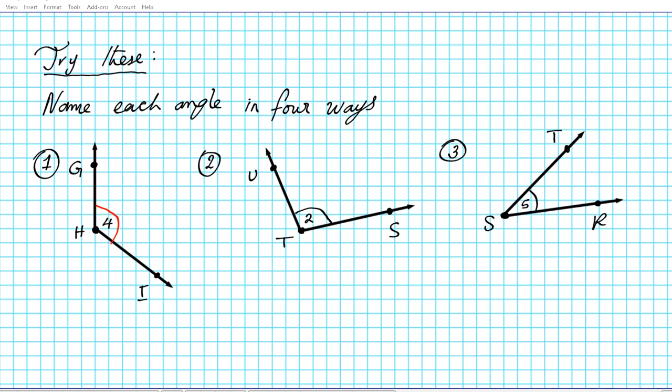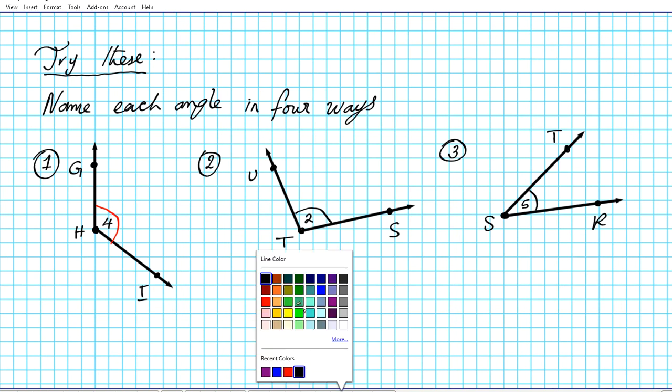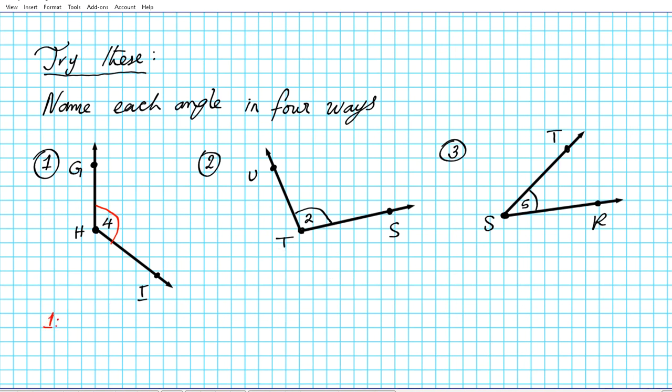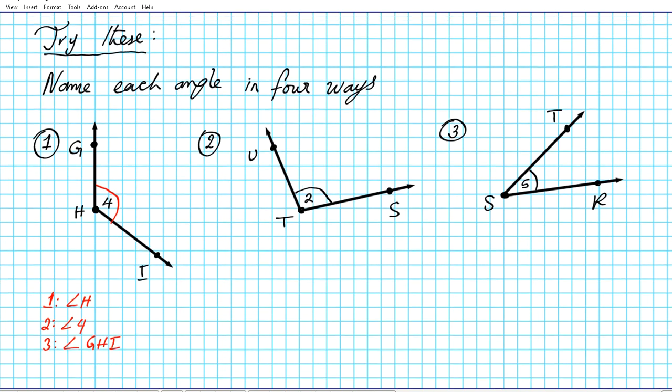So hopefully you had a chance to try out the problems. Now let's take a look at what the answers are. For question number 1, the possible names are, you can name this one angle H, you could name it angle 4, you could name it angle GHI, or you could name it angle IHG.